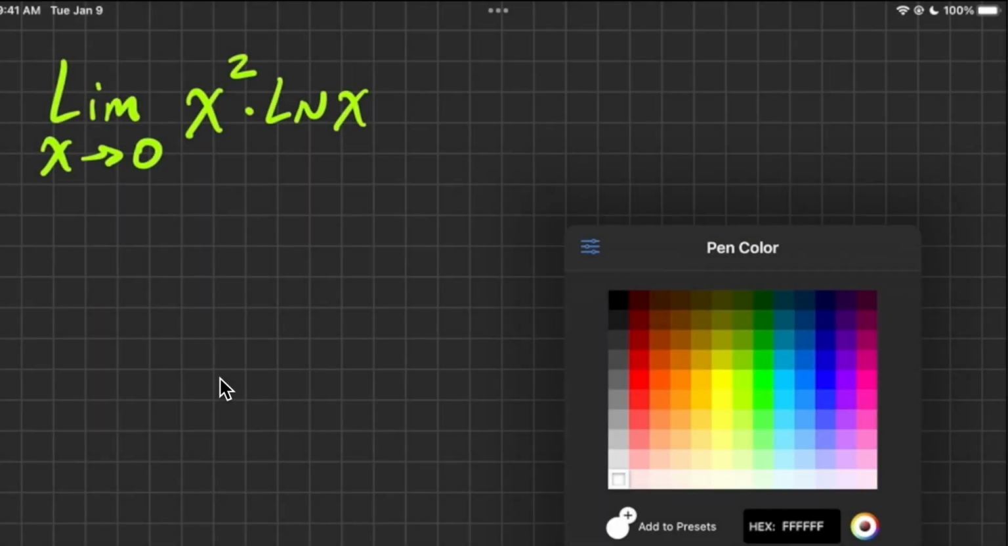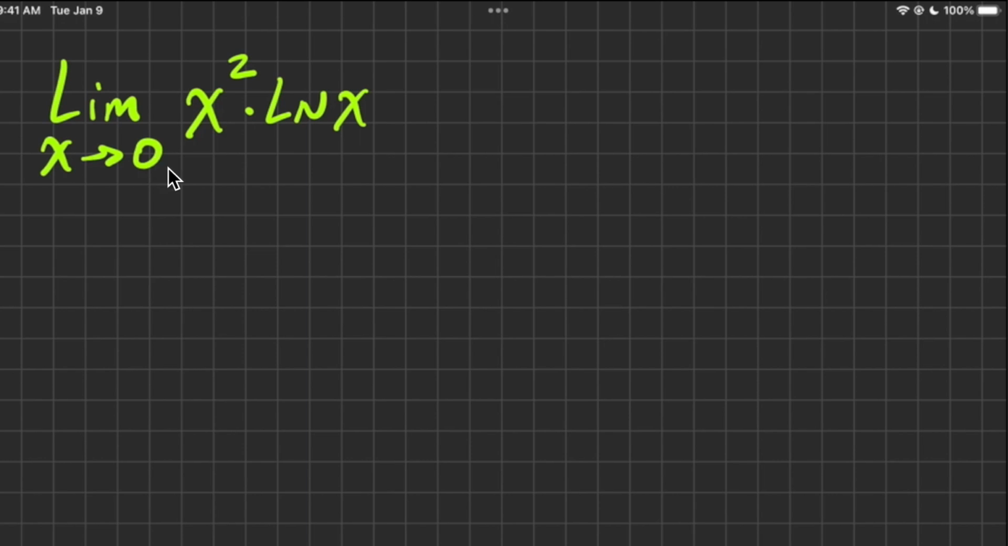In our next limit, we have x approaching 0 of this product, x squared times ln of x. So if we try to plug in 0 directly, we're going to get 0 times the natural log of 0, which recall is negative infinity. Remember, the natural log function looks like this. There's only one way to approach 0, and that's from the right. And as we do so, the graph goes towards negative infinity. So while this is an indeterminate form, this is not L'Hopital's friendly.